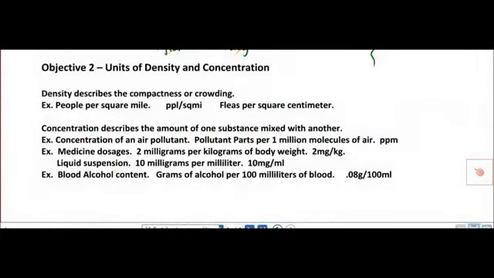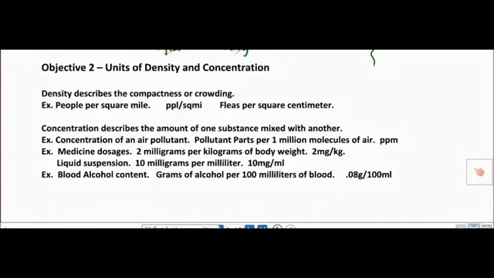So when working with density, density describes the compactness or crowding. So if you were looking at a city, you might want to know how many people per square mile or people per square kilometer. That's the density of a population. Or maybe the number of bacteria per square inch or square centimeter in a petri dish. Or maybe if you have an animal, the number of fleas per square centimeter. I know that's kind of creepy, but these are all values or units of density.